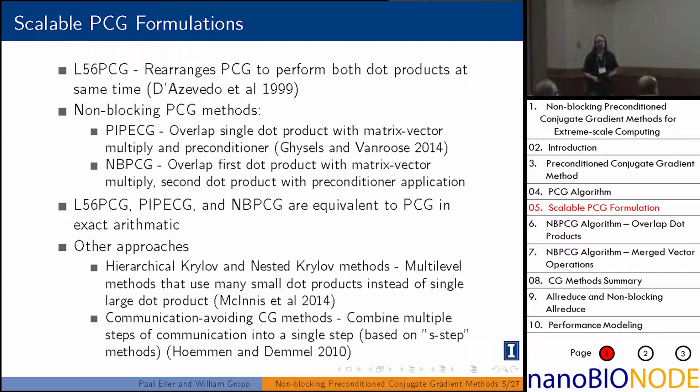One important thing to know about all three of these, they're all equivalent to PCG in exact arithmetic. There are a couple other variations of PCG methods that people have worked on that try to get better performance at scale. But at least for now, I haven't looked into those too much.